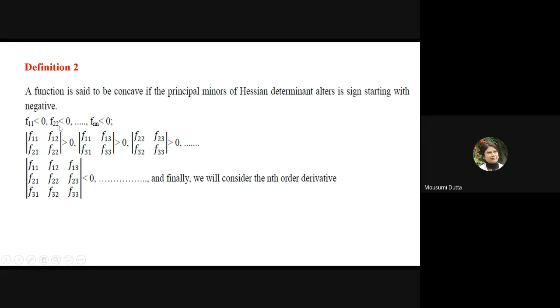So if this alternates in sign, we will get a concave function, and this function will give us maximization. The concave function will basically give the maximization. Therefore this is also the second order sufficient condition of maximization.